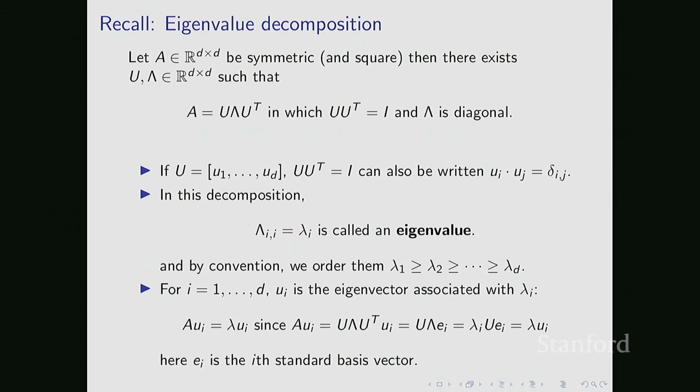If you recall, every eigenvalue is associated with an eigenvector. That eigenvector ui is the eigenvector associated with lambda i. This just shows that if you multiply A times ui, you get U times lambda times ei, where ei is the standard basis vector, which gives you lambda i, because that's the only term that survives. And then you get back lambda i times ui. So it just says A times ui equals lambda i times ui. This is the traditional eigenvalue equation.